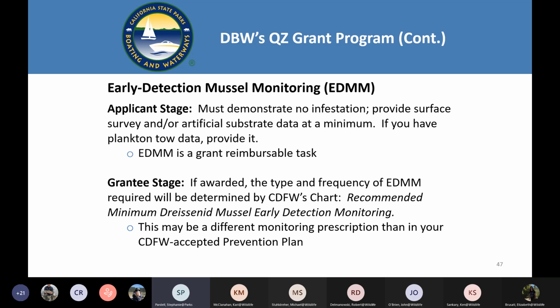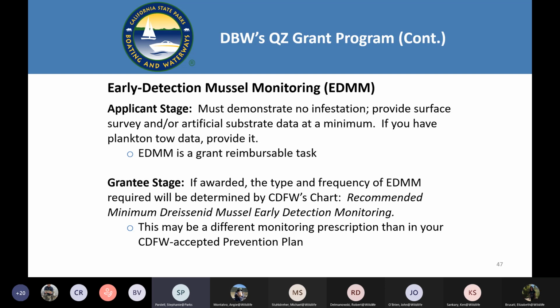Okay, so here's more detail about our early detection mussel monitoring requirements. And there's kind of two stages for this requirement. So at the applicant stage, at a minimum, you would just need to provide service survey and or artificial substrate data just to demonstrate that there's no infestation of a QZ mussel in your reservoir. If you have Plankton Tow data, that's great, please provide that. But just at a minimum, we would like any data demonstrating that there is no infestation currently.